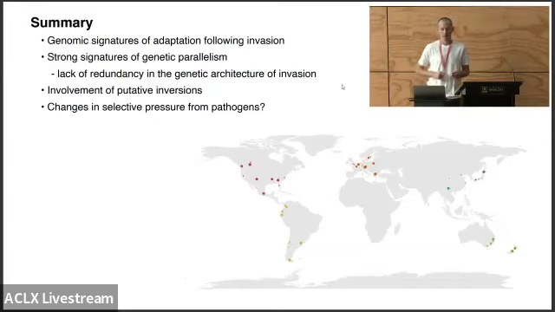So we've seen that we can identify genomic signatures of adaptation following invasion in white clover. And within these, we see strong signatures of genetic parallelism. And this implies a lack of redundancy in the genetic architecture of invasion in the species. We also see the involvement of putative inversions, and we can ascribe a potential role to these, which is the changes in selective pressure from pathogens.